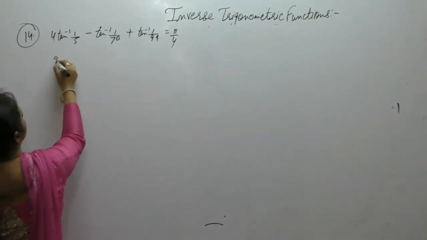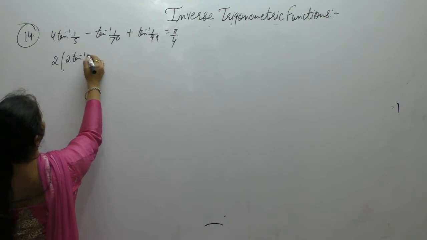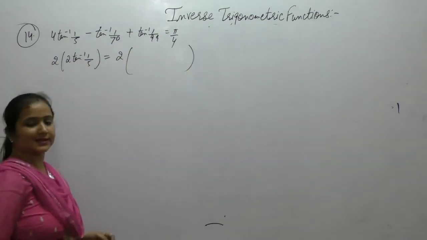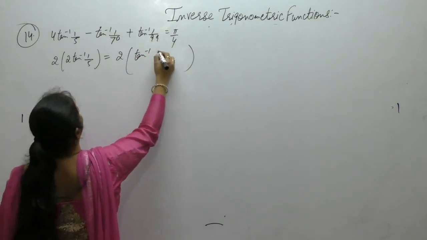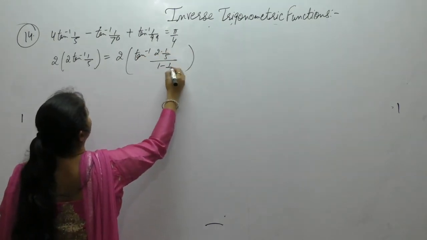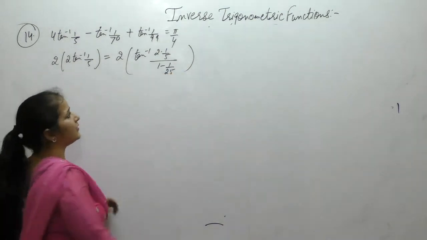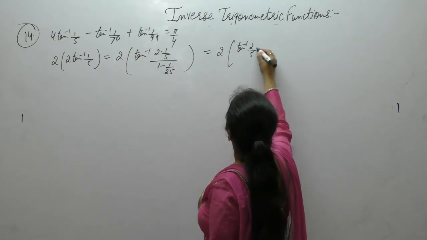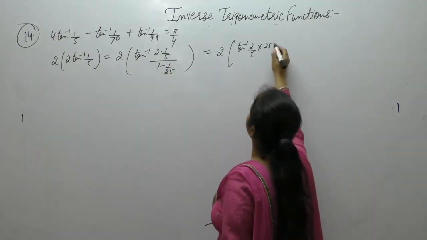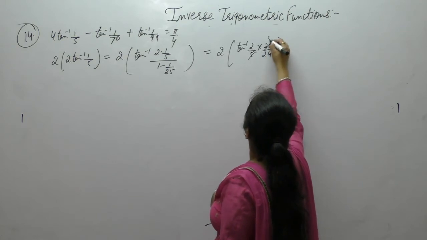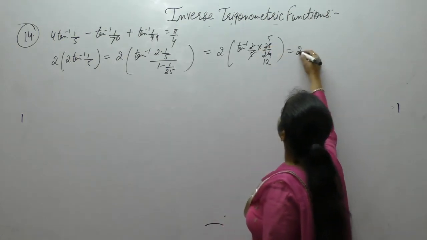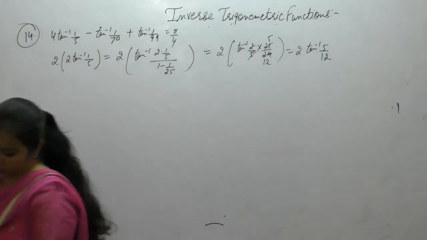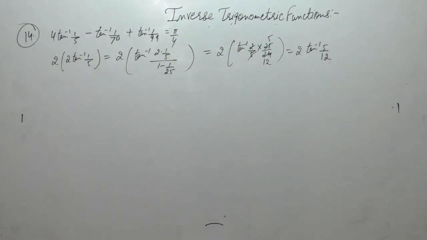First we can write this 4 as 2 into 2 tan inverse. What is the formula for 2 tan inverse x? That is equal to tan inverse 2x upon 1 minus x square. This formula we have. So what we get? Tan inverse 2 by 5 upon 25 minus 1, 24. So we get it as 2 tan inverse 5 by 12. 2 tan inverse 5 by 12.